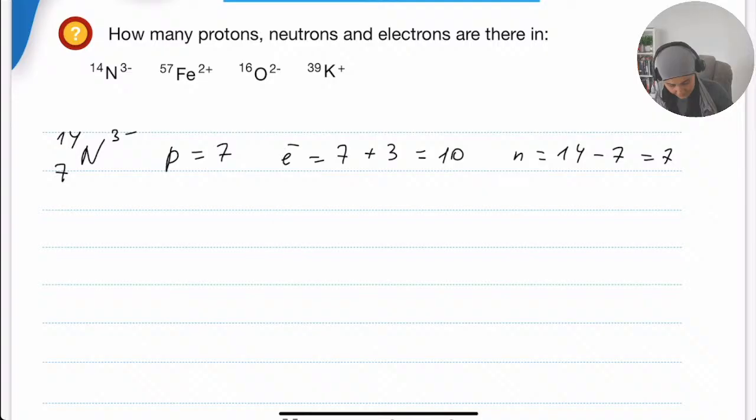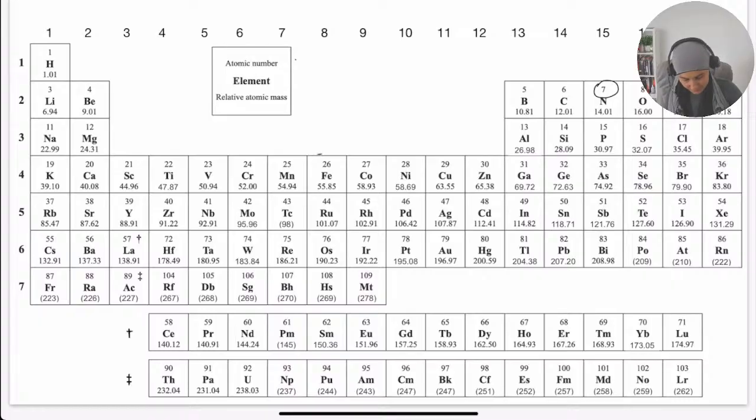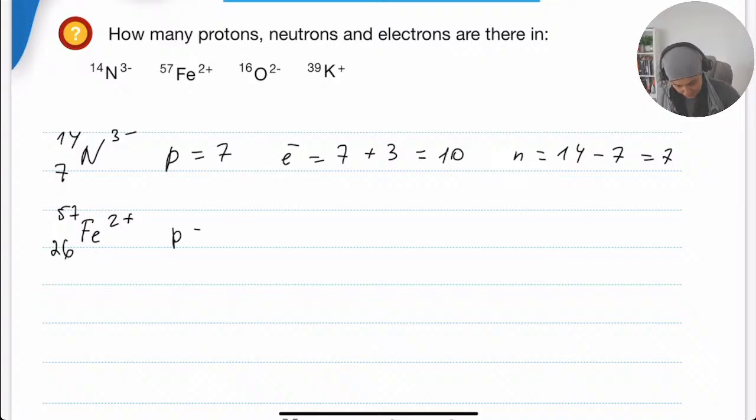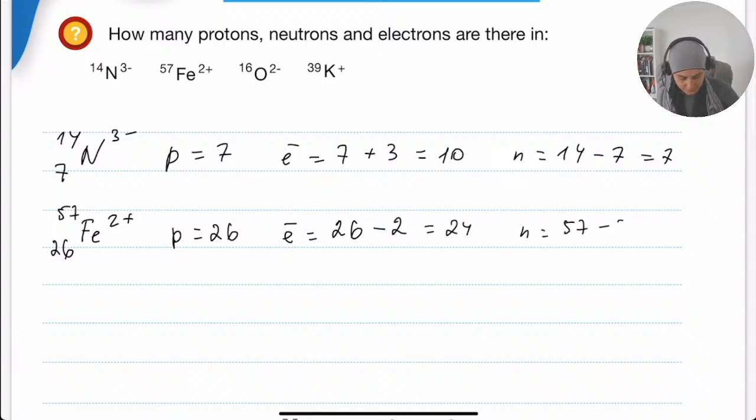Okay. Iron 2 plus. So 57 is the mass number. Now I'll find the number of protons. From the periodic table, iron is 26. So 26 protons, electrons would be 26 minus 2, because the charge is 2 plus, which means that we lost 2 electrons. So 24, and neutrons would be 57 minus 26, which is 31 neutrons. Good, good.